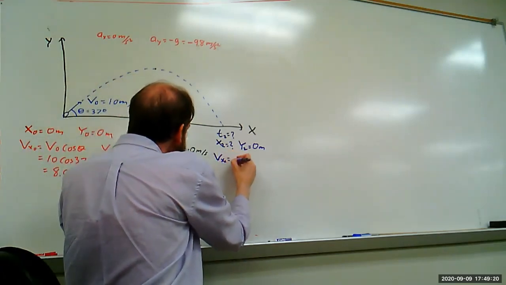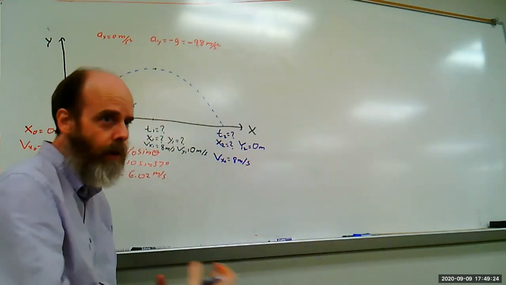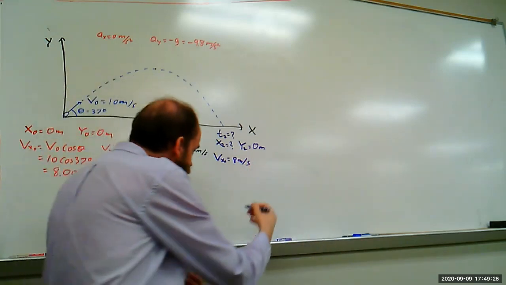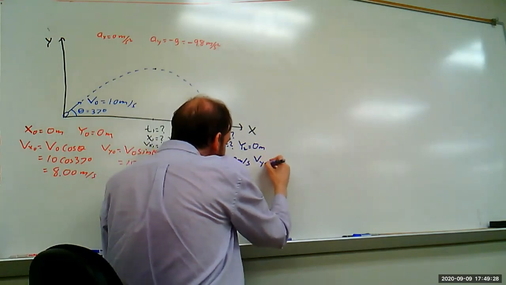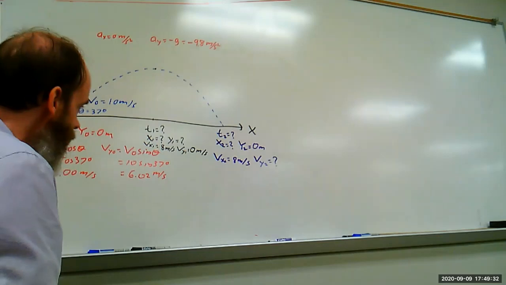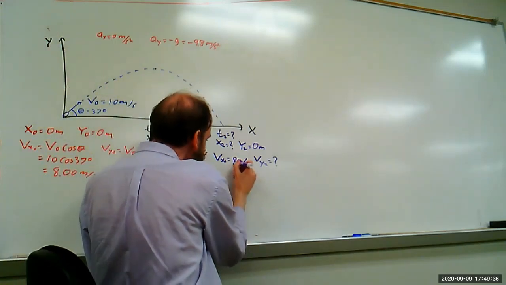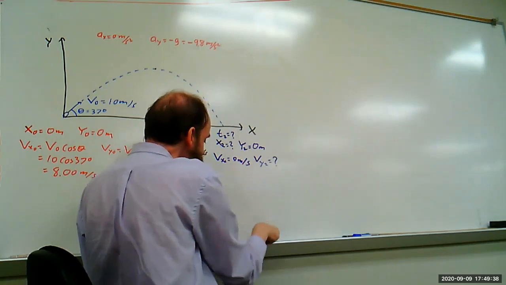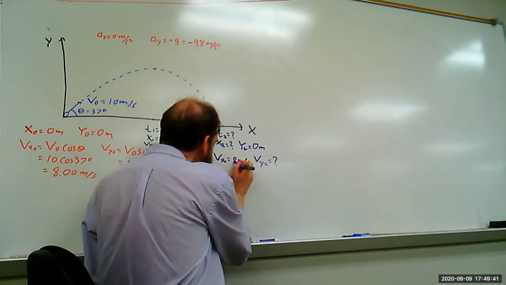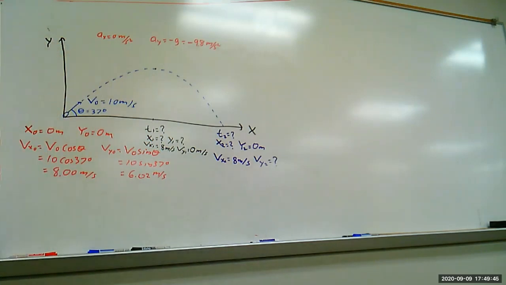Vx2 is going to be 8 meters per second, because there is no acceleration in the x direction. Vy2 is something which we don't know, but we need to find out what that is. So this is all the information we have to solve this problem.